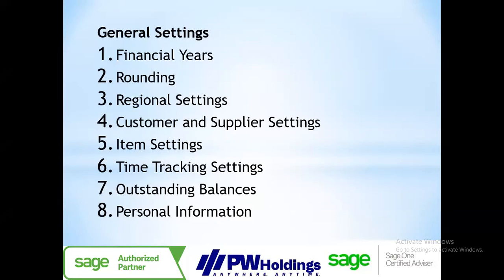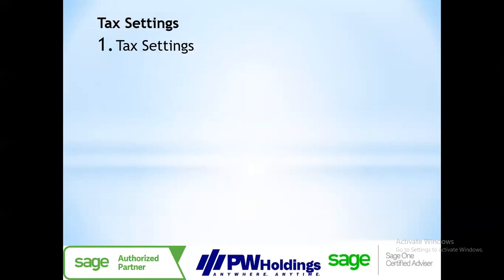Under general settings, we will discuss financial years, how to set financial years, rounding, regional settings, how to set our currencies, then customer and supplier settings, item settings, time tracking settings, outstanding balances, and personal information. Next, tax settings. From here, we will discuss how to set tax rates and how to generate your returns.